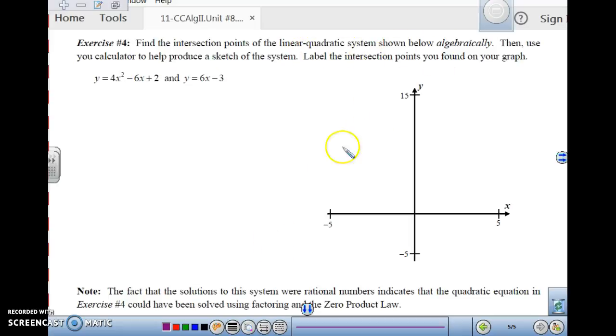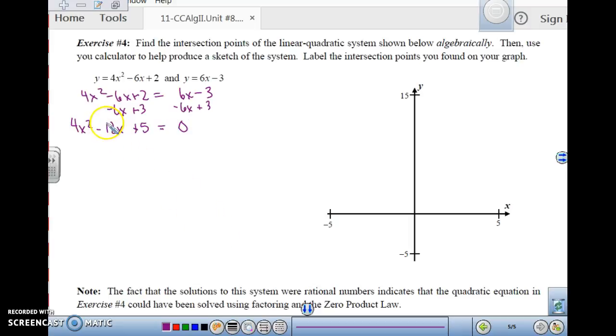If we want to solve this algebraically, we're looking for where the two graphs intersect. So they would be equal to each other. So 4x squared minus 6x plus 2 is equal to 6x minus 3. All right, reminder: with a quadratic equation, it has to be equal to 0 before you can do anything else. So I'm going to move these over, minus the 6x and plus the 3, which gives me 4x squared minus 12x plus 5 equals 0.